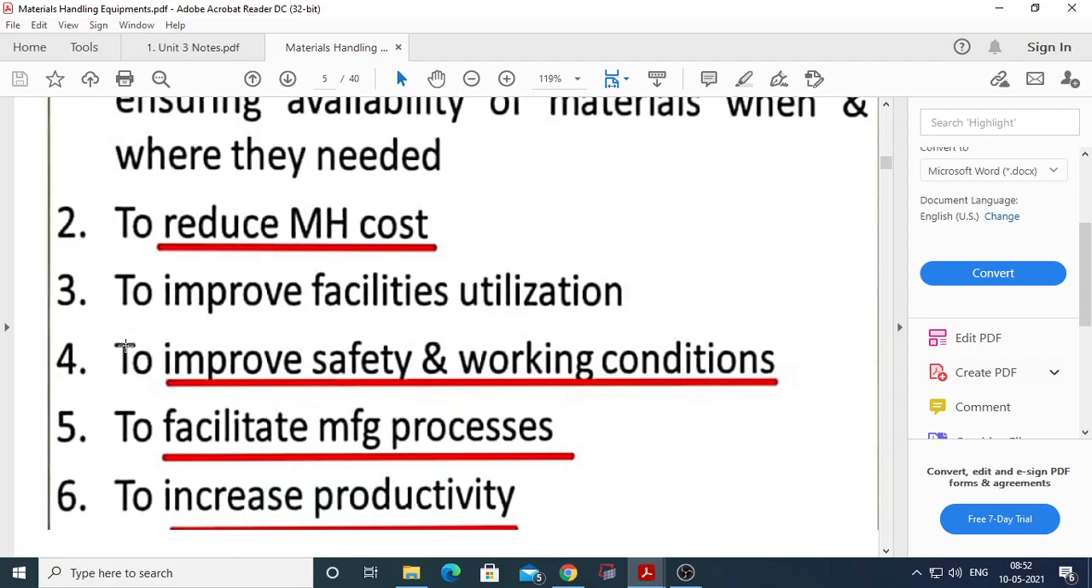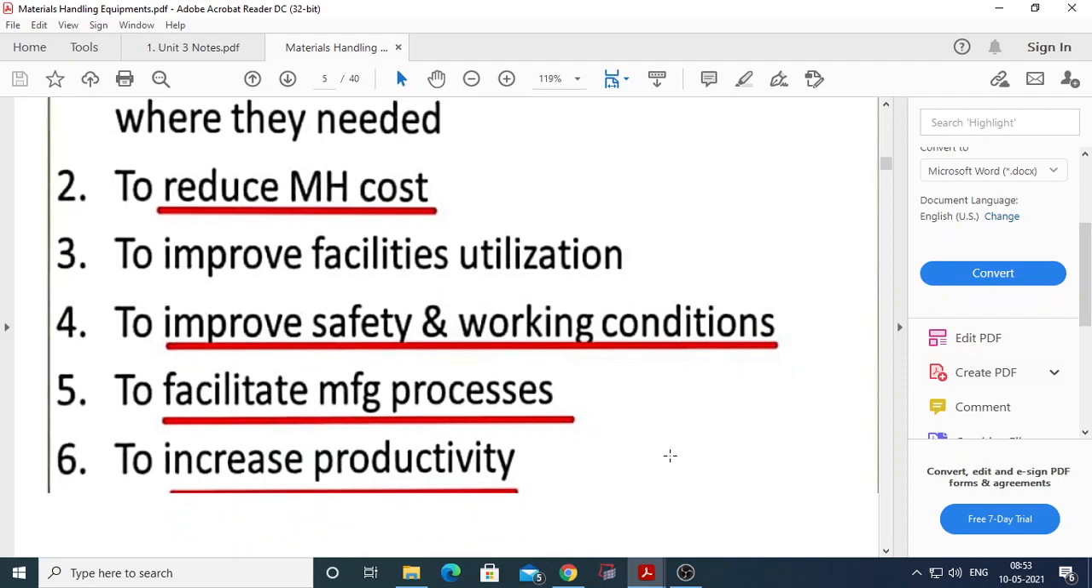Then, to improve the safety and working conditions, all of these come under operational safety. It should be safe in operation. It should have a sufficient number of inbuilt safety devices, meaning alarm, siren, fencing, coupling guard, etc. All these things add to the operational safety. Then you can improve the safety and working conditions, to facilitate the manufacturing process and increase productivity.